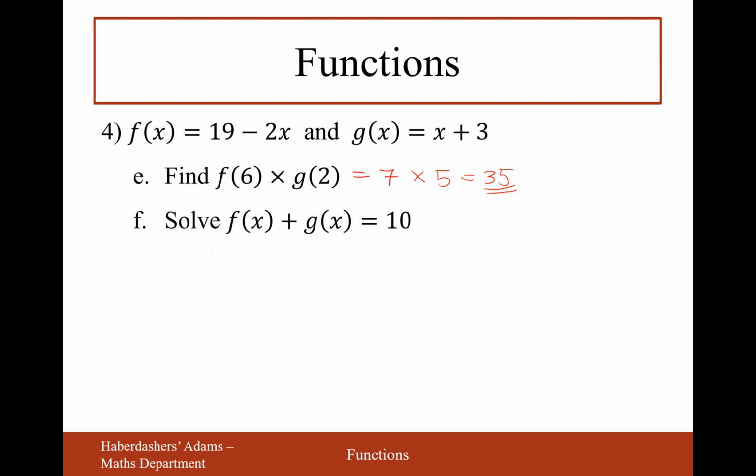Let's set up the f function first. Add the g function and set it equal to 10. So that's going to make it minus x plus 21 equals 10. Add the x onto the other side and take away 10 and we get 11. So there we are, that's the answer to all of these questions from the worksheet then.